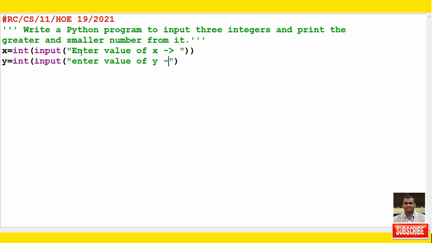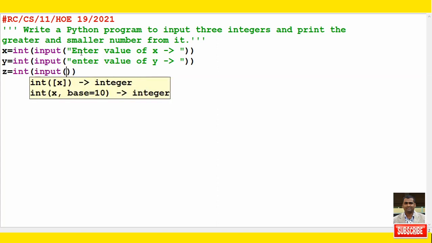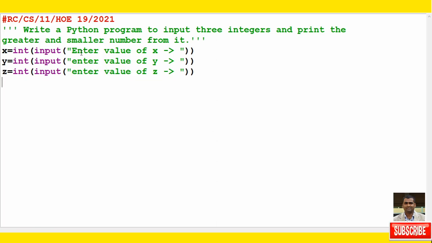Done. So we are going to put a value of y, then accordingly we'll take one more variable, that is z. z is equal to integer, then input, and again I am writing the prompt "enter value of z". So we are going to put a value of z also. Now let me make this E capital. So these three inputs are done.